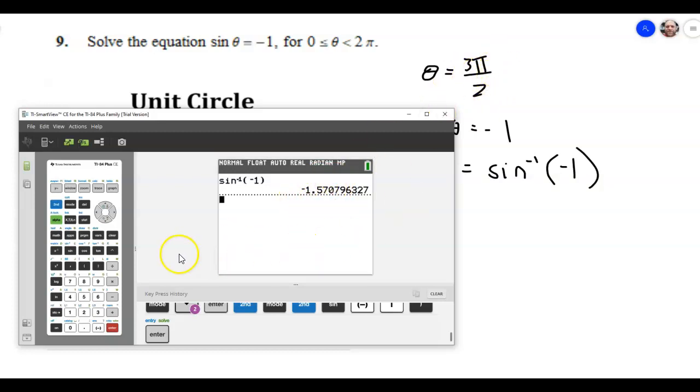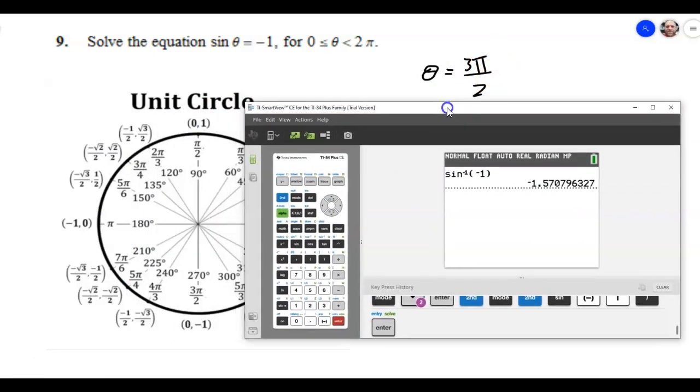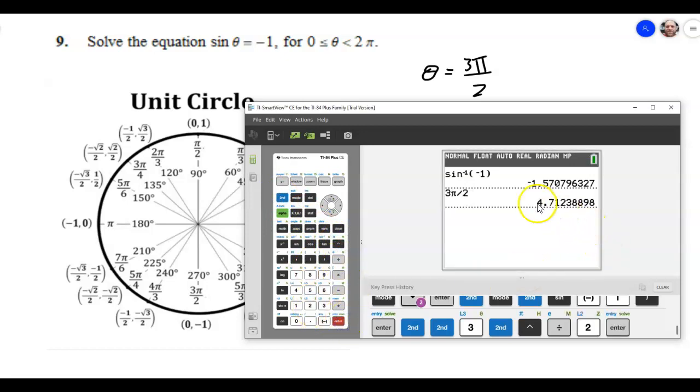But if we get something like this, we really have to know what that's either equal to or check our other answer. So if I do the inverse sine of negative 1, so if I look at second square root, excuse me, hold on 1 second here. Sorry, 3 times pi divided by 2. Notice that I get this answer right here. This is approximately equal to 4.71.